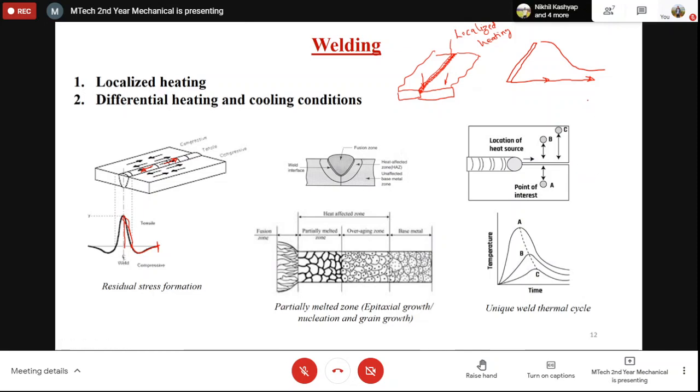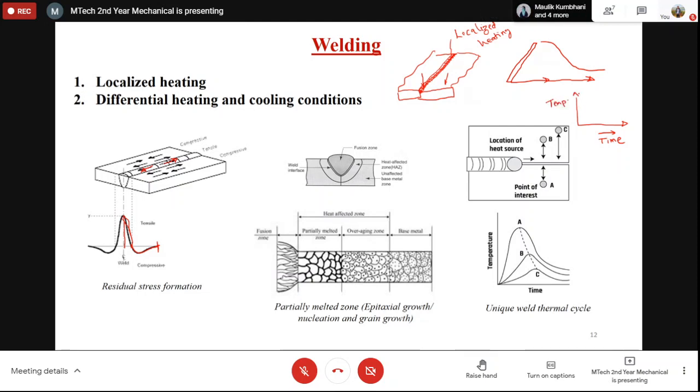So what is a thermal cycle? Let's say we have a section. This is the fusion zone, the location of the heat source, where we are heating. You can take some sections, let's say section A here, section B here, section C here, at different locations. And if you measure the temperature of any section at different intervals of time, let's say this is the axis which shows time, and this is the axis which shows the temperature.